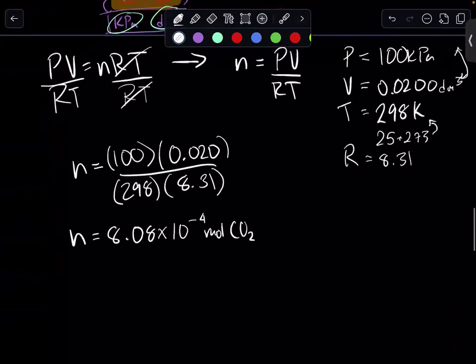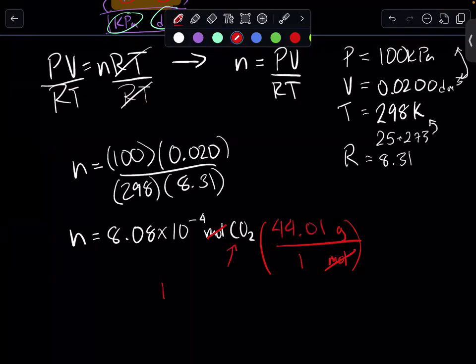What I can then do is just convert moles into grams using our molar mass. I'll put mole on the bottom so that it cancels, gram on the top. 1 mole is equal to 44.01. You might say, where does that come from? Well, carbon is 12.01 plus 16.00 times 2 for oxygen. And that gives us 44.01. That will leave me in grams.